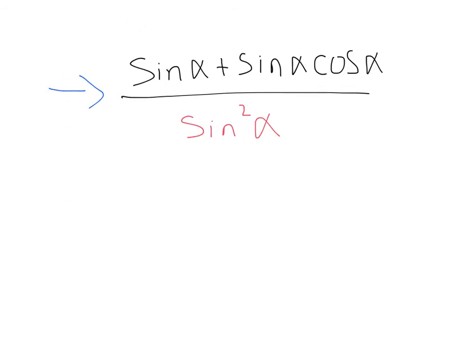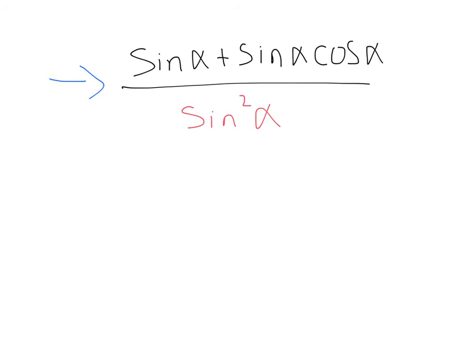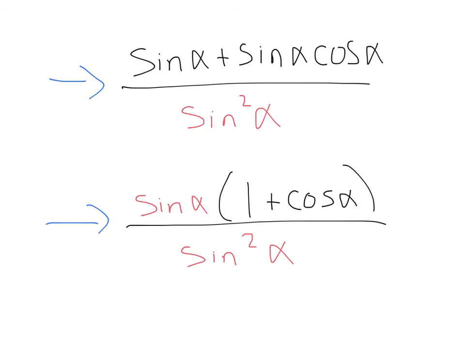That's going to leave me with this guy down here. Looking at my numerator, I see a sine alpha here and a sine alpha here. Those are both in common, so I can probably try factoring those out, especially since I see a sine on the bottom. I know something's going to be able to cancel. So let's take the numerator and factor out a sine. That's going to leave us with sine alpha times 1 plus cosine alpha all over sine squared alpha.